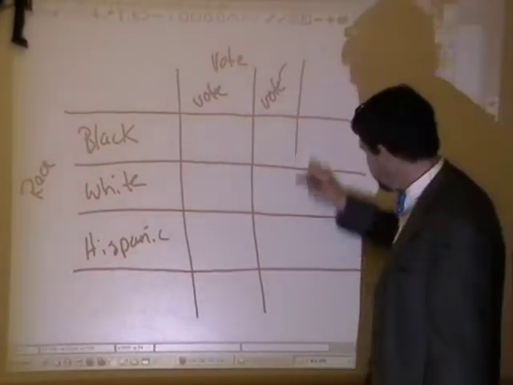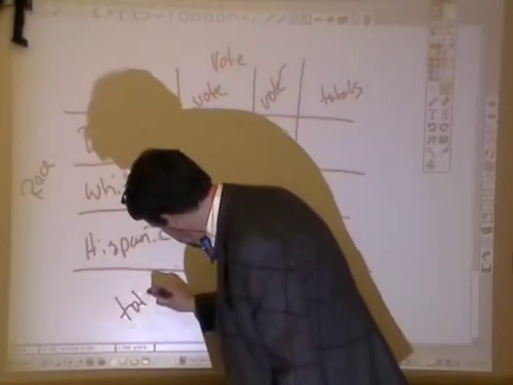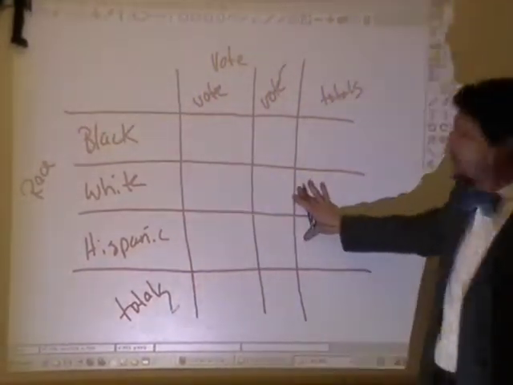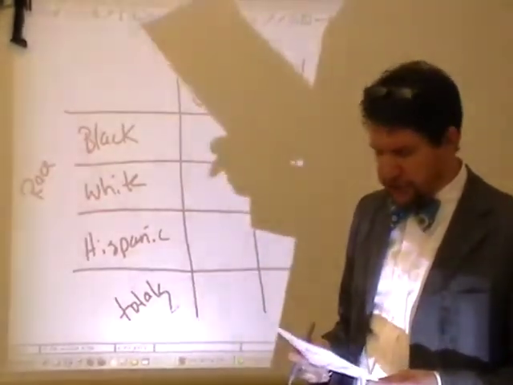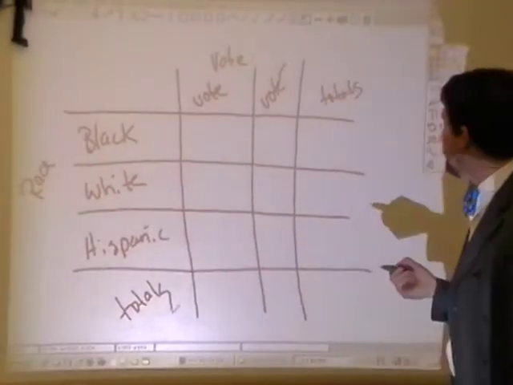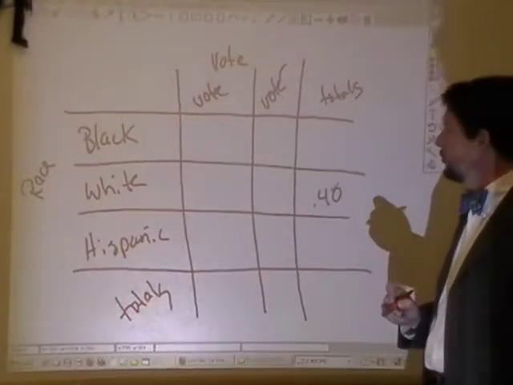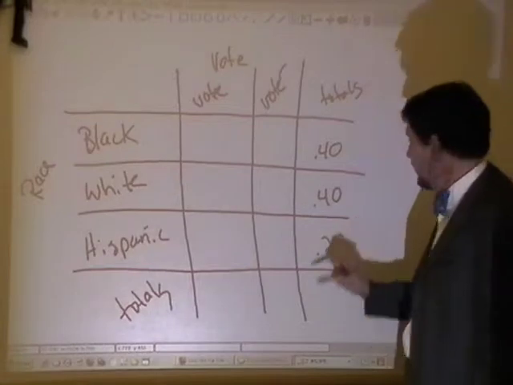All right, and again, we've got totals. So this is the information that we have. Now we've got a 3 by 2 table here, which makes it a little more complicated, but it shouldn't be. Voters in a large city are 40% white. Where is that going to go? Well, that's going to be the total of the white population, 40%. They are 40% black, and they are 20% Hispanic.